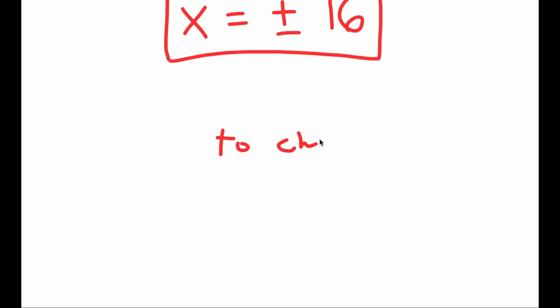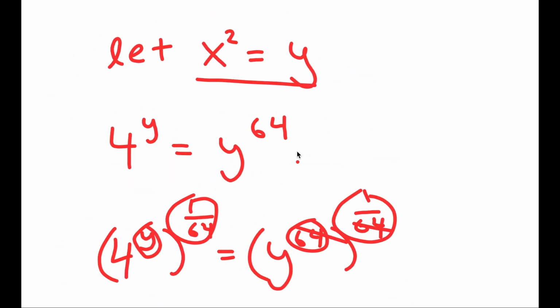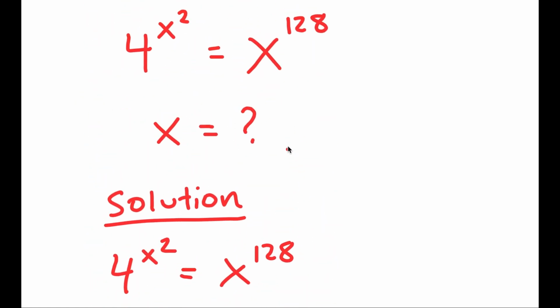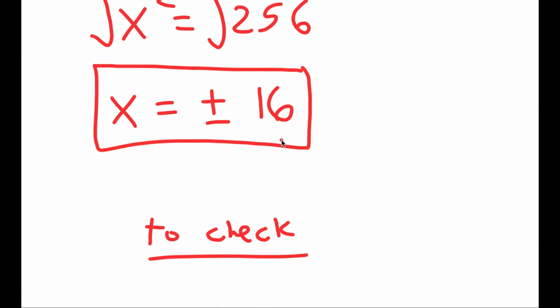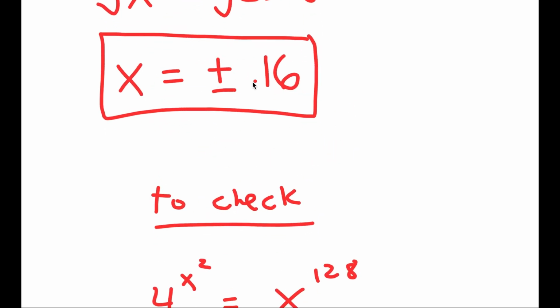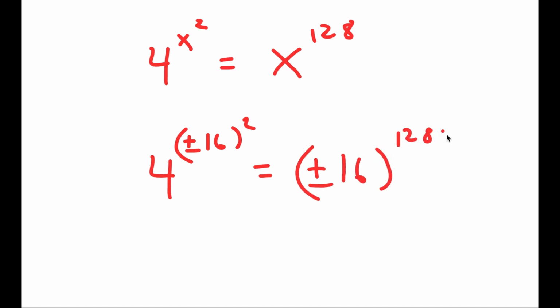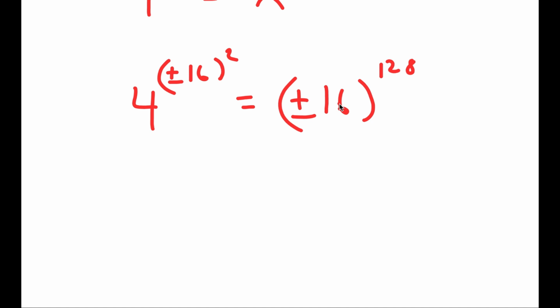And before you leave, I'm actually going to check this real quick to see if it works. So going back, my original equation was 4 to the power of x squared is equal to x to the power of 128. And x is equal to positive or negative 16. So I have 4 to the power of positive or negative 16 squared is equal to positive or negative 16 to the power of 128. And because this is squared and this is to the power of a positive number, it really doesn't matter if this is positive or negative. So I'm just going to write this as 16.